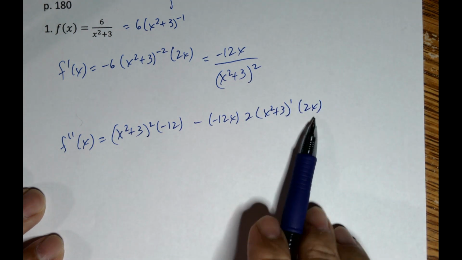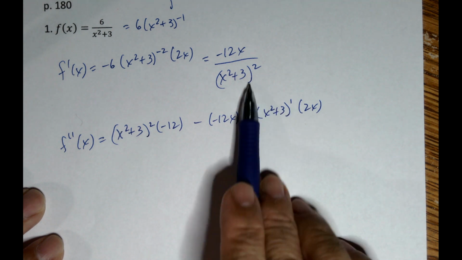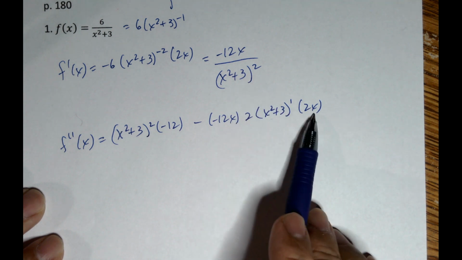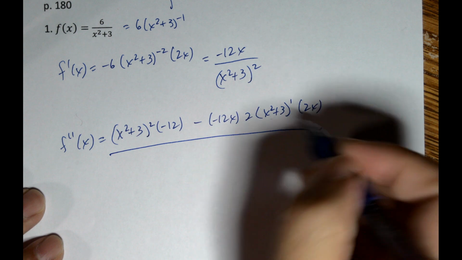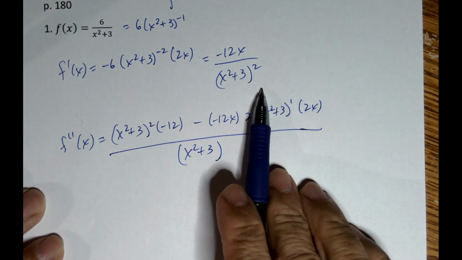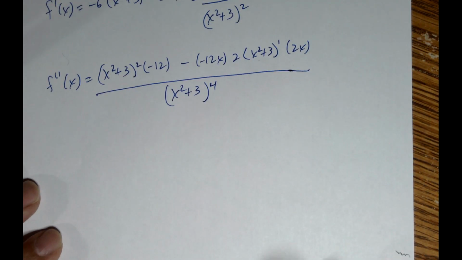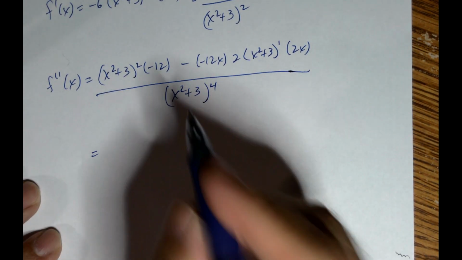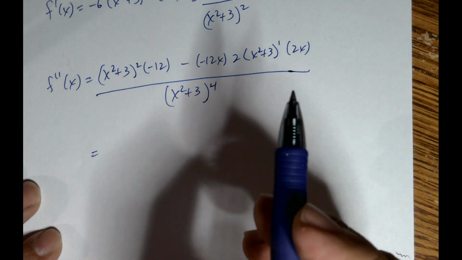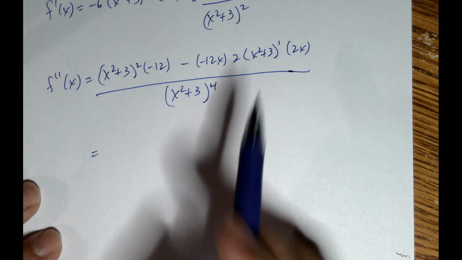The 2x is the derivative of the inside. So this 2 came down. Subtract 1 from that exponent, and then take the derivative of the inside, over the denominator squared. It is already squared, so square it again, which raises it to the fourth power. Clean that up. So what I'm going to do is take out an x squared plus 3. There's an x squared plus 3 in common. I'm going to take that out.